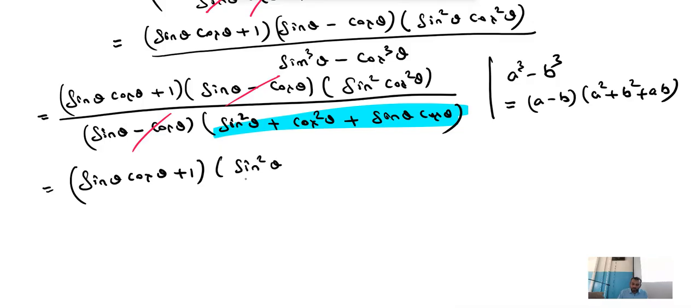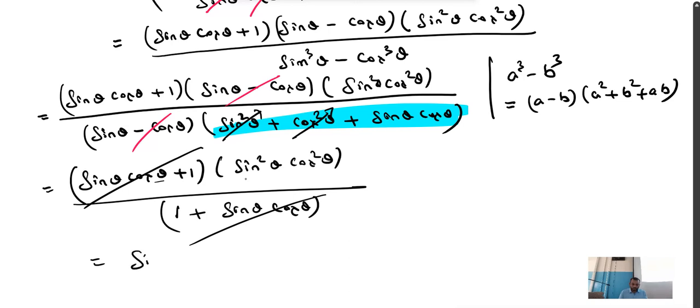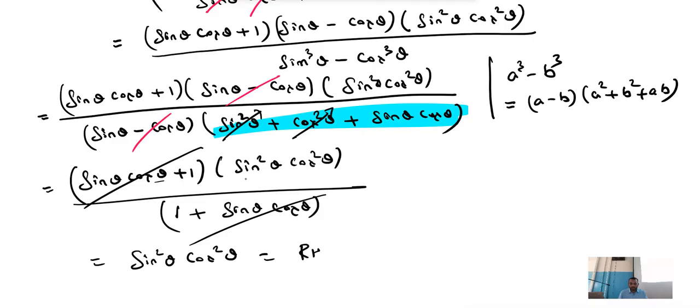Sin square theta into cos square theta as it is, divided by, we know that sin square theta plus cos square theta is 1, plus sin theta into cos theta. Now we can see here 1 plus sin theta cos theta and 1 plus sin theta cos theta get cancelled. Now left out is sin square theta into cos square theta. That is our RHS. Therefore, LHS is equal to RHS. Hence proved. Done? Yeah. Let me try the next question.